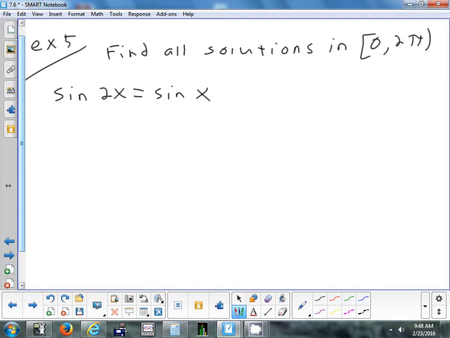Okay, what's the problem here? It's the same trig function, but what makes them different? One of them has a what in the argument? A 2. Does anybody remember my identity to get rid of that 2? Yeah, it's a double angle identity. Right? What is sine 2x equal to?